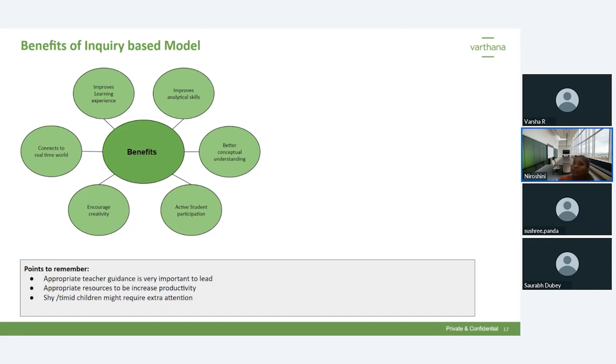Also, in the classroom setting, the teacher might know who is a very active student and who is a little shy or timid. Then we can concentrate on those particular students to enhance their learning patterns as well. Or we can also have a strong buddy in the team, so that she encourages the other person to actively get involved. So these are some of the benefits and things to remember for an inquiry based learning model.